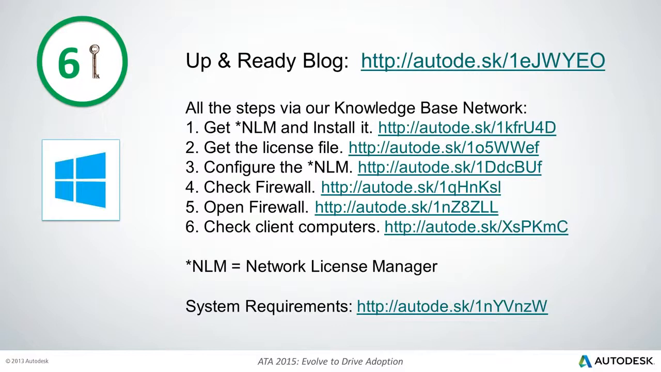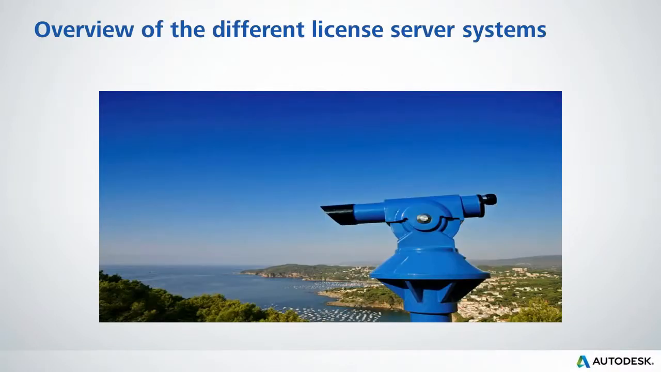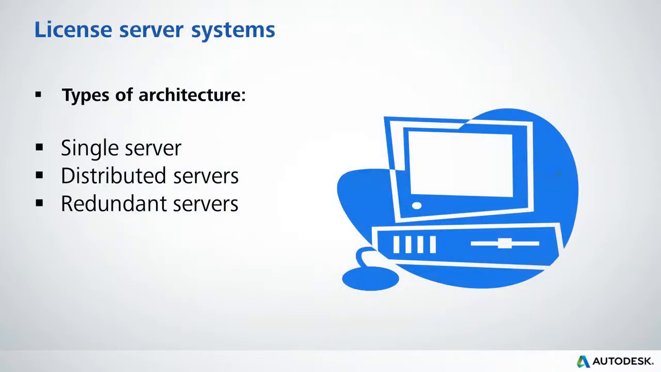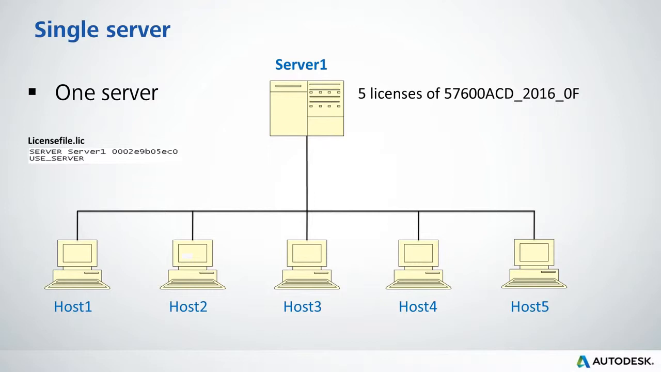But before we go over that, we need to have an overview of the different types of license server systems that you can have. So the 3 types are single server, distributed server, and redundant server. So you can say, Byron, what are those? So the single server, straightforward, one server on your local area network, serving 5 licenses to 5 computers. That is the most commonly used way to set up the Network License Manager.